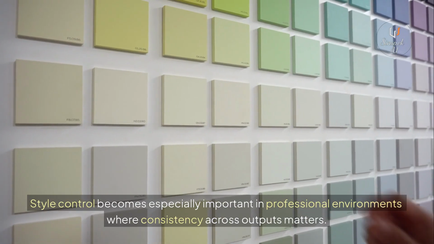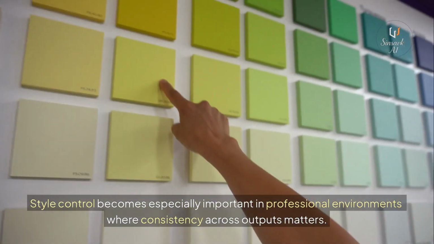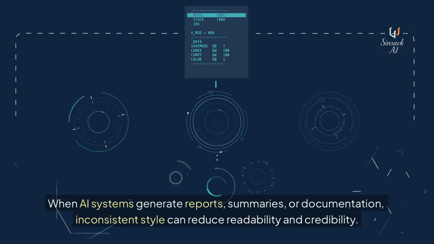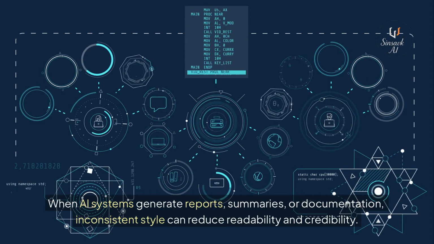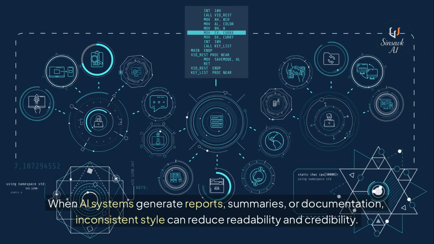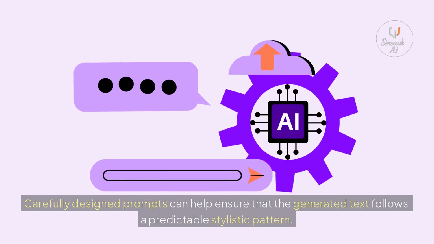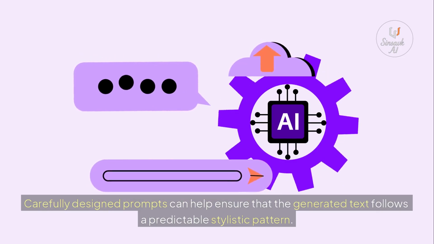Style control becomes especially important in professional environments where consistency across outputs matters. When AI systems generate reports, summaries, or documentation, inconsistent style can reduce readability and credibility. Carefully designed prompts can help ensure that the generated text follows a predictable stylistic pattern.